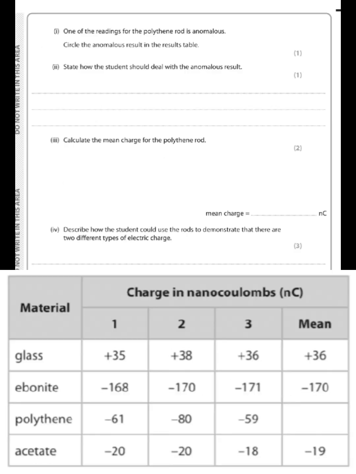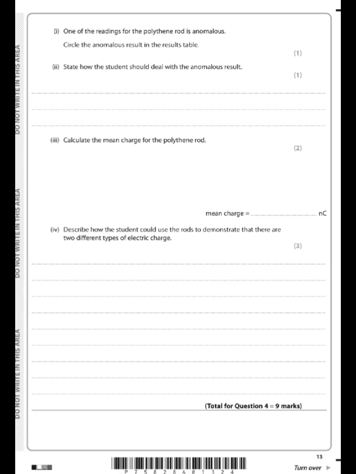We're given our data here, and we're told that one of the readings for the polythene rod is anomalous, and we're asked to circle this result in the table. Now, if we look, we've got a value of 61 and we've got a value of 59, and with those two, we have a value of 80. So it is that value of 80 that is our anomalous result. So that should be circled.